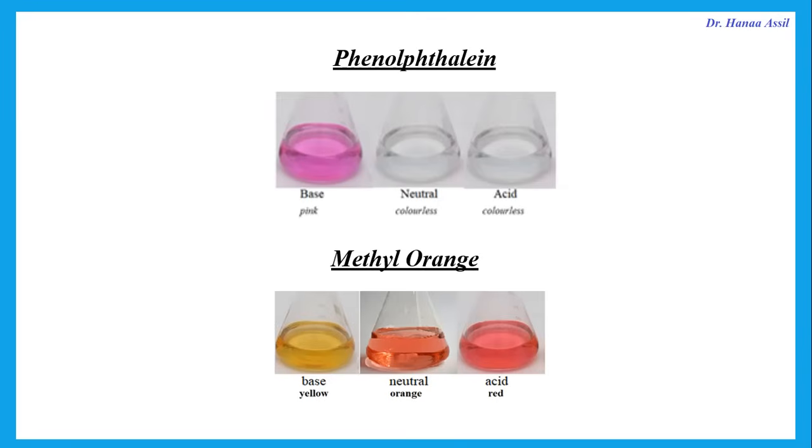So if we have a base like sodium hydroxide in the flask, we start with phenolphthalein, pink, or we start with methyl orange, which would be yellow. And then if we do the titration to neutral, the phenolphthalein would turn colorless, that pink color would disappear. If we were using methyl orange at neutral, the color will become orange.